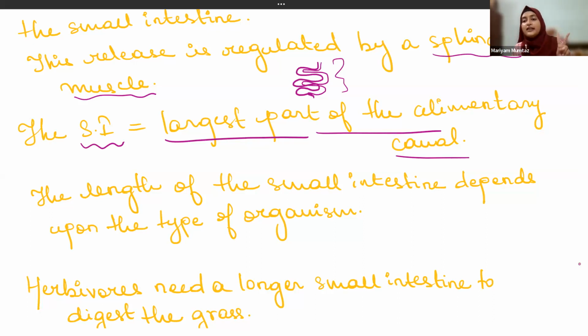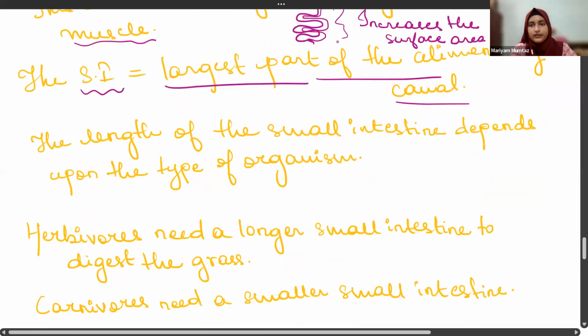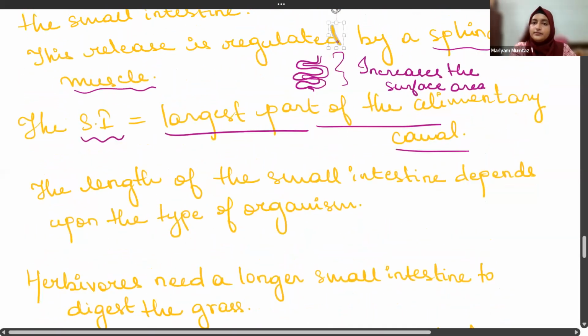So that is why it is convoluted. And another reason for it being convoluted is that it increases the surface area. And when the surface area is increased, then we get more area for absorption. Okay. Is it clear? Why is it in that curvy way, not straight? Do you get it? Yes, ma'am. Is it clear to everybody? Yes.